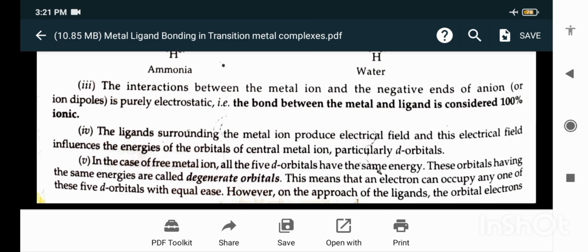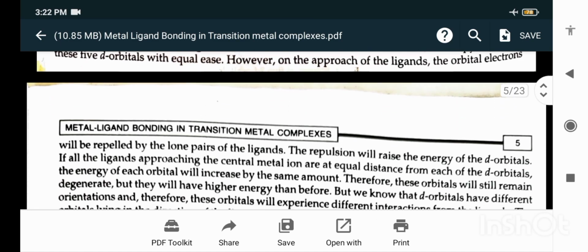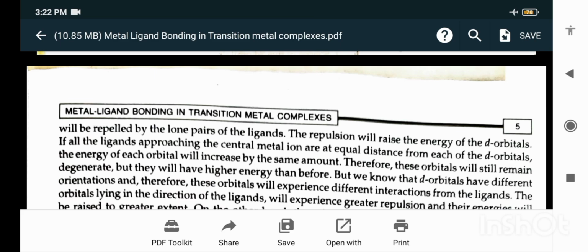In case of the free metal ion, all the 5d orbitals have the same energy. These orbitals having the same energies are called degenerate orbitals. This means that an electron can occupy any of these 5d orbitals with equal ease. However, on the approach of the ligands, the orbital electrons will be repelled by the lone pair of the ligands.